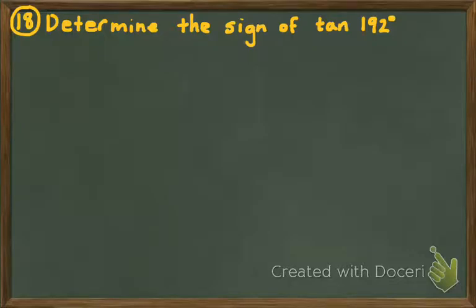On number 18, we are to determine, without using a calculator, the negative or positive value of the tangent of 192. So we just want to know whether it's positive or negative. So let's think about that.